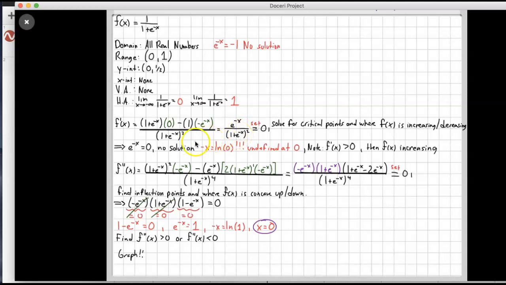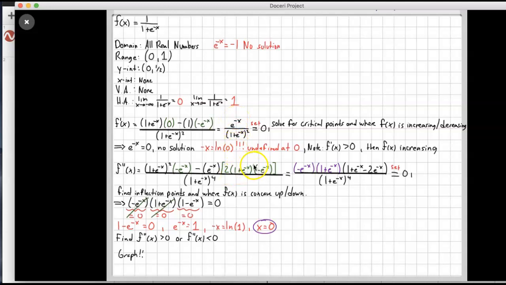Once again, in green, I'm doing bottom times derivative of the top minus top times derivative of the bottom. So keep track here. I'm using the chain rule to get this result, because this is really e to the negative 1 times x. So my outer function is e to the x, and my inner function is negative 1 times x.